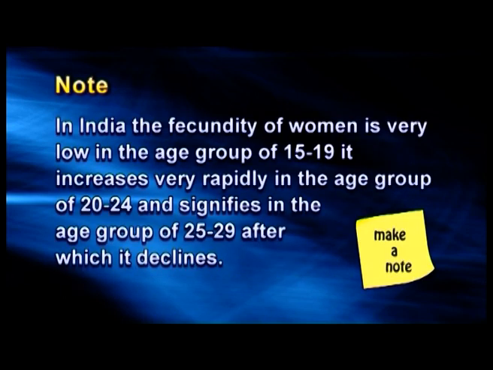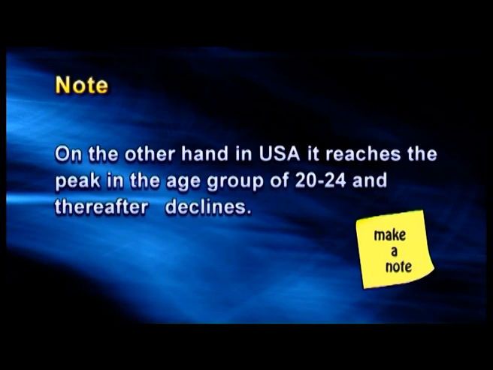Note a point. In India, the fecundity of women is very low in the age group of 15 to 19. It increases very rapidly in the age group of 20 to 24 and peaks in the age group of 25 to 29, after which it declines. On the other hand, in USA, it reaches the peak in the age group of 20 to 24 and thereafter declines.